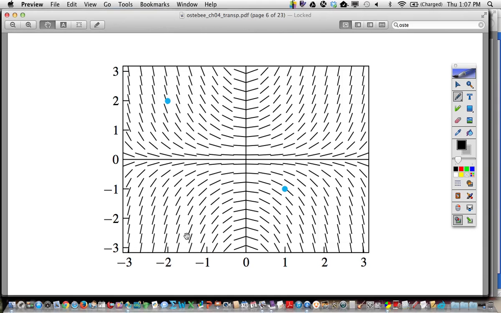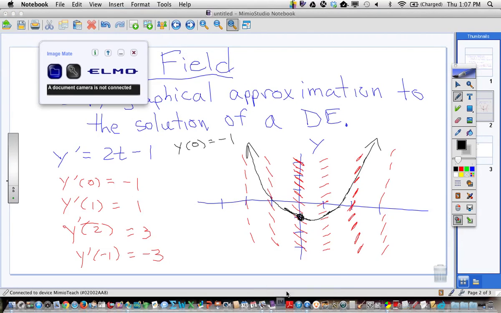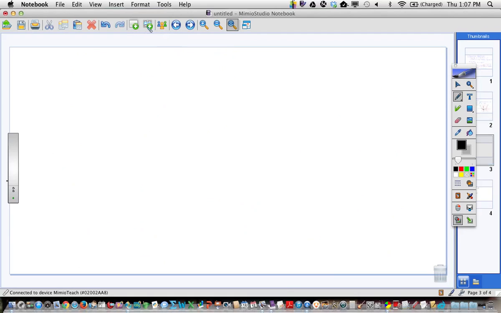Okay, last thing we have for today is some work with this Newton's law of cooling. All right, so let's work on that now. Newton's law of cooling.